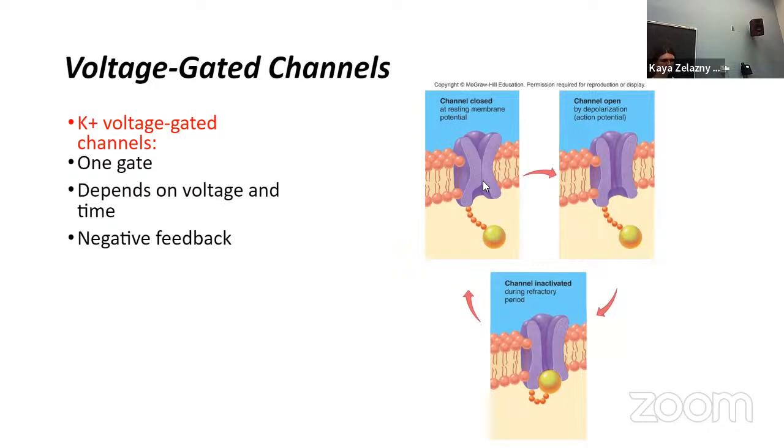So they only have the one gate that we're interested in. We don't have to think about an activation gate and inactivation gate for potassium. It's just the gate on the voltage gated potassium channel. And it depends on voltage and on time, the same way our sodium channels did. Basically, we're thinking about them turning on at about positive 30. So this is going to be kind of negative feedback on this process as well. As potassium leaves, we're moving farther away from that positive 30, so this is going to kind of slow down as we get more and more negative.